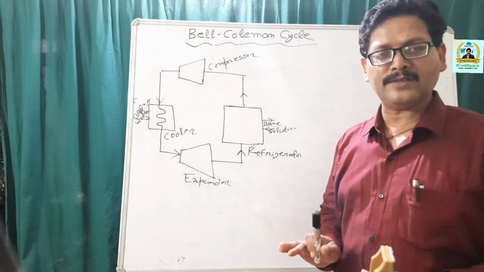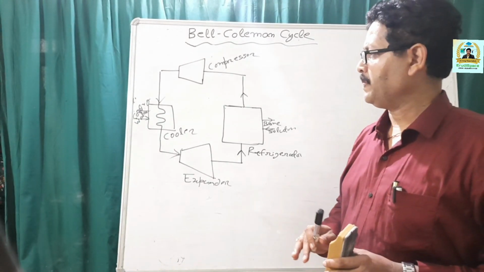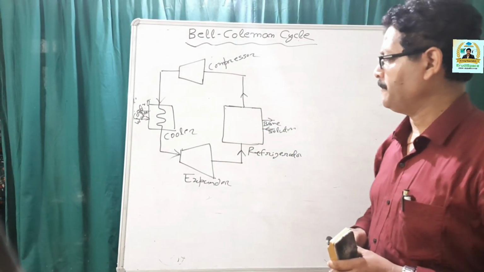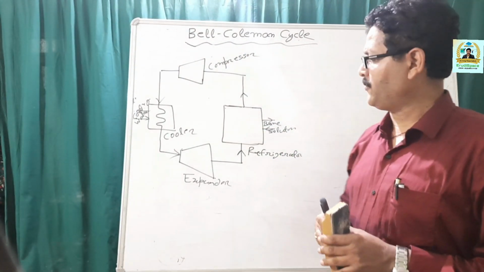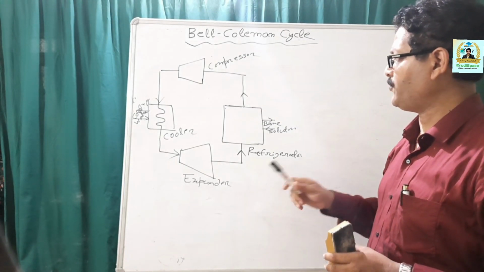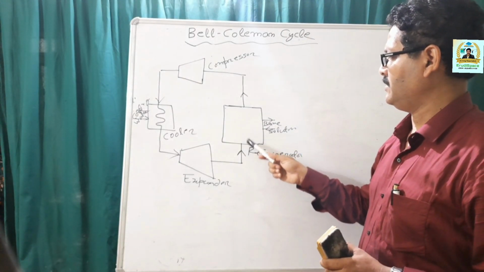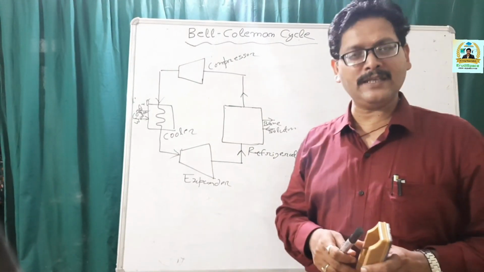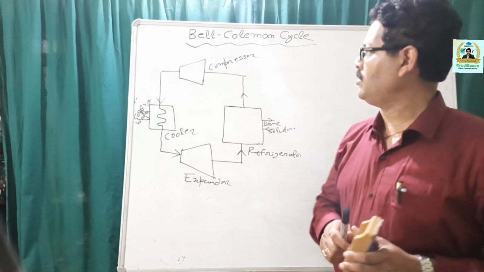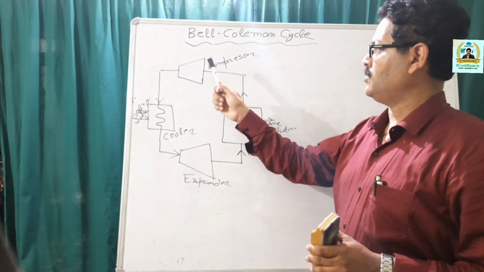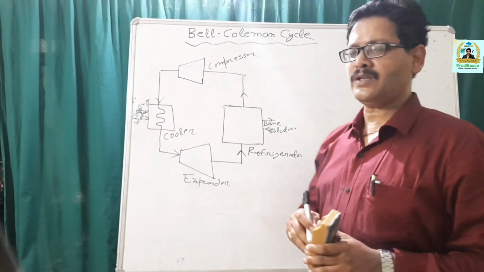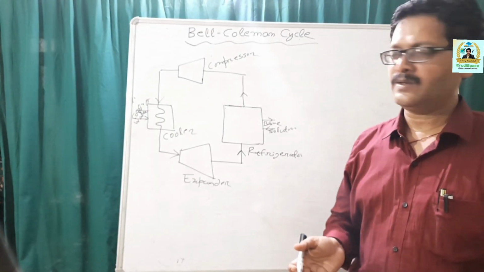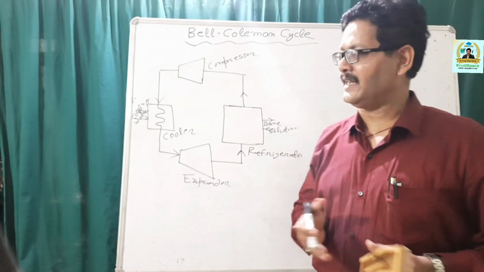Air is used as a working substance or refrigerant, and air moves through all the components. So first, air will enter the refrigerator. In the refrigerator, it will receive heat from the space to be cooled. Then it is taken to the compressor. In the compressor, it will be compressed. Due to compression, its pressure and temperature would be significantly raised.